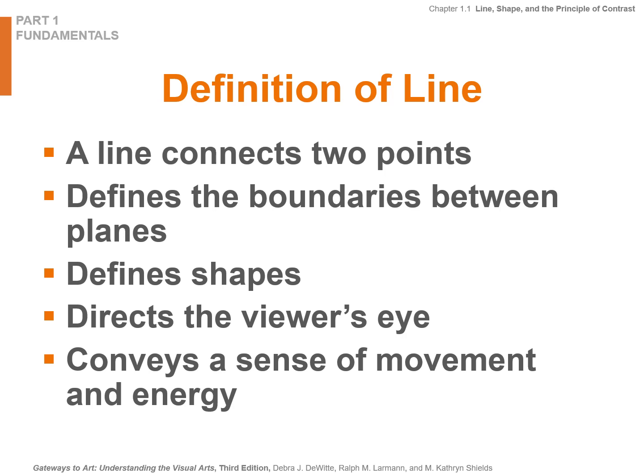Definition of line. Our most important definition of line is that a line connects two points. It can define the boundaries between planes. It defines shapes, which is another one of our visual elements. It directs the viewer's eye, which is very important. And it conveys a sense of movement and energy.